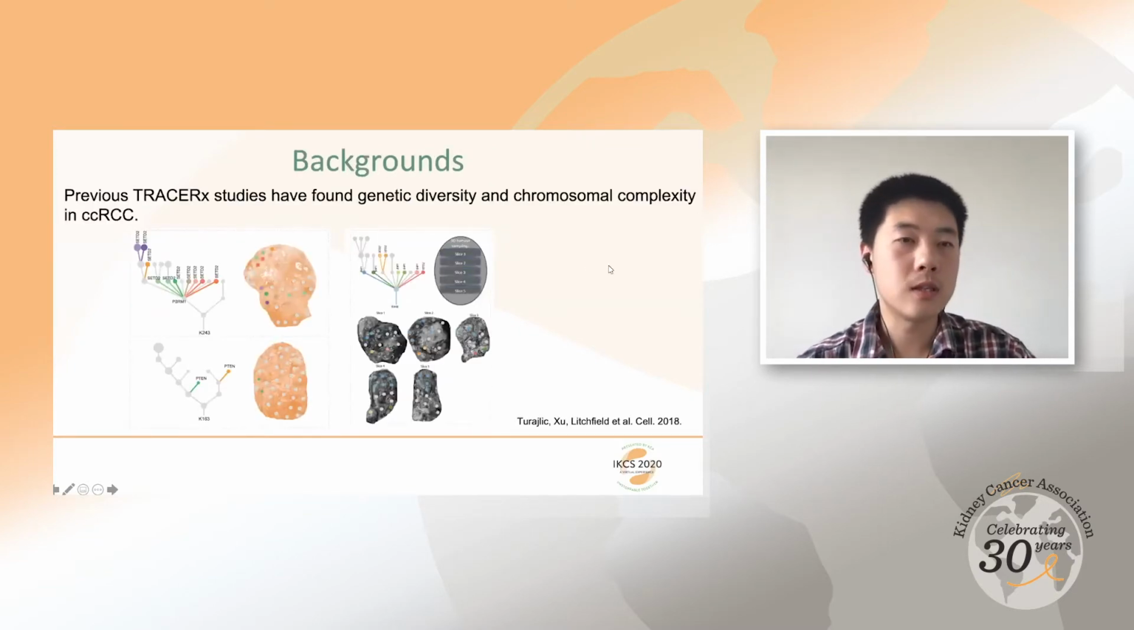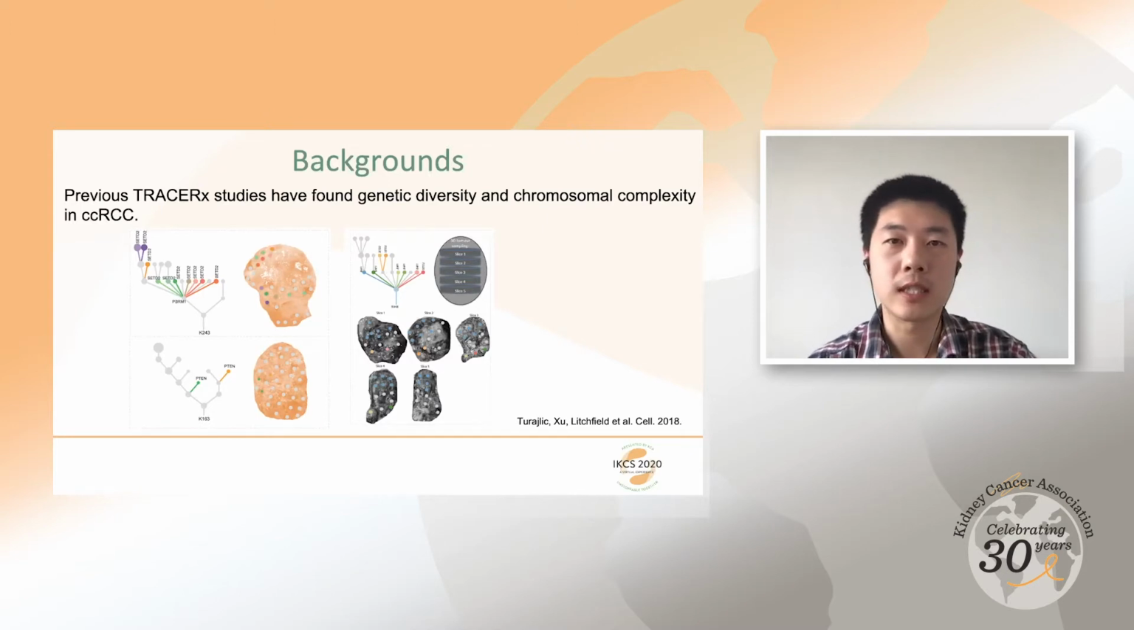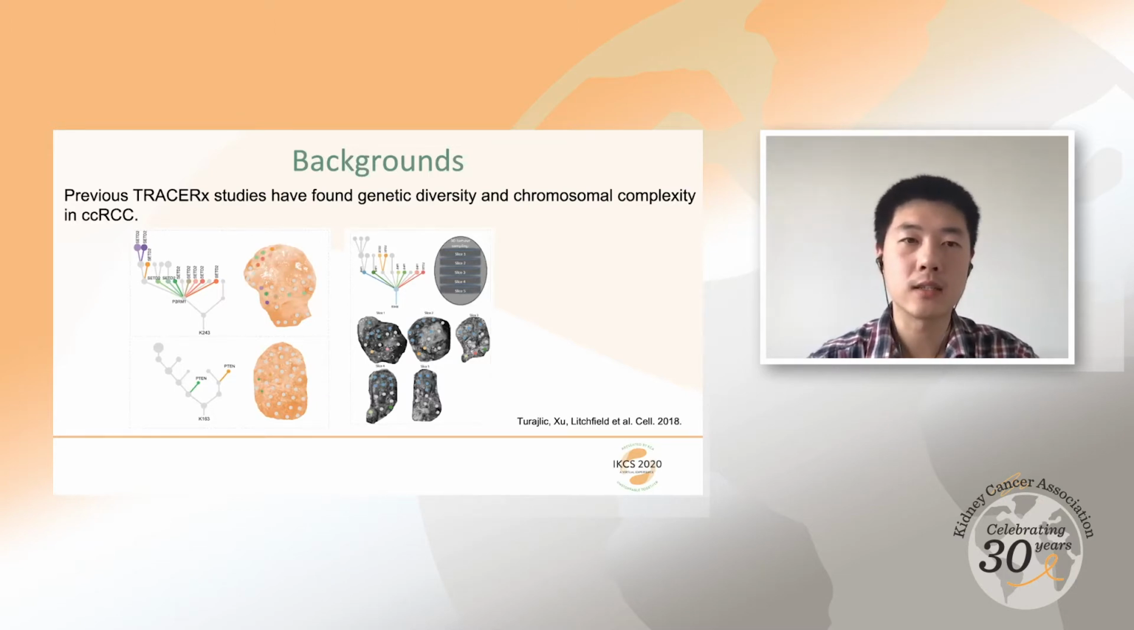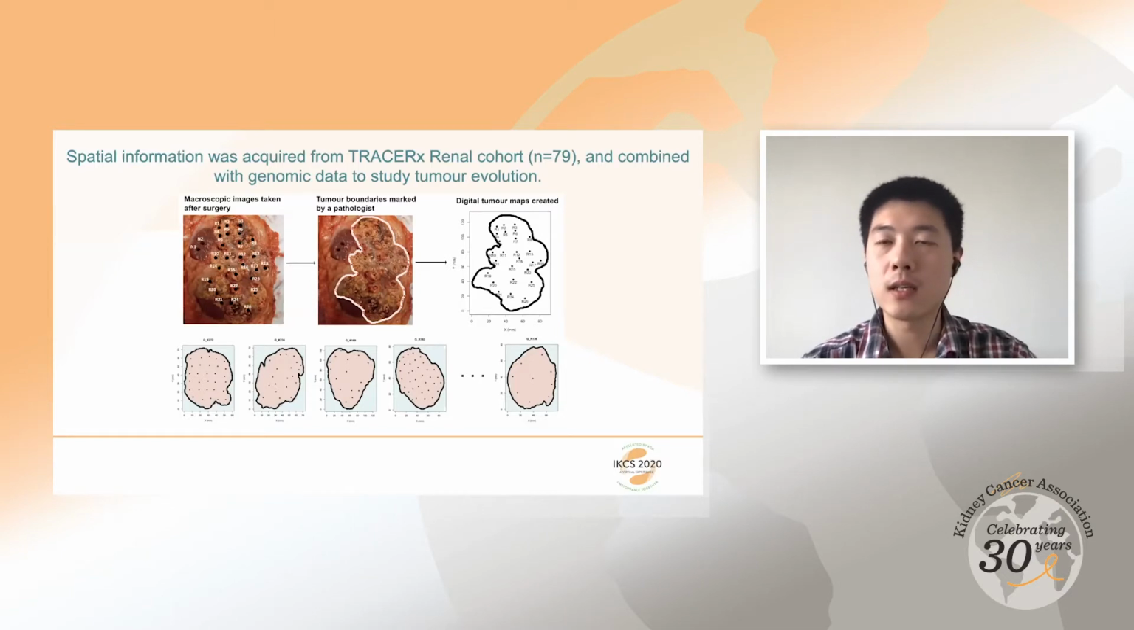So, background: previous TRACERx studies which used multi-regional sequencing data to study intratumor heterogeneity and tumor evolution have found genetic diversity and chromosomal complexity in clear cell renal cell carcinoma. And in this study, we want to take one step further to extract the spatial information coming from the photos taken after surgery and integrate this spatial information with genomic data to study tumor evolution.